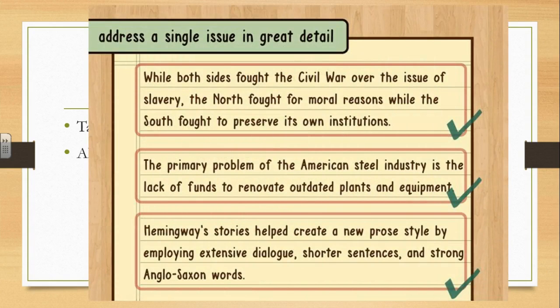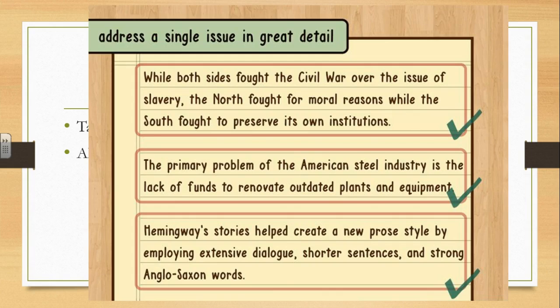Some examples right here you can see on the screen. While both sides fought the Civil War over the issue of slavery, the North fought for moral reasons while the South fought to preserve its own institutions. Okay, they're making a specific stance. They're not really being argumentative on one side or the other. They're simply explaining what's going on specifically. The primary problem of the American steel industry is that it lacks the funds to renovate outdated plants and equipment. Again, taking a specific stance.